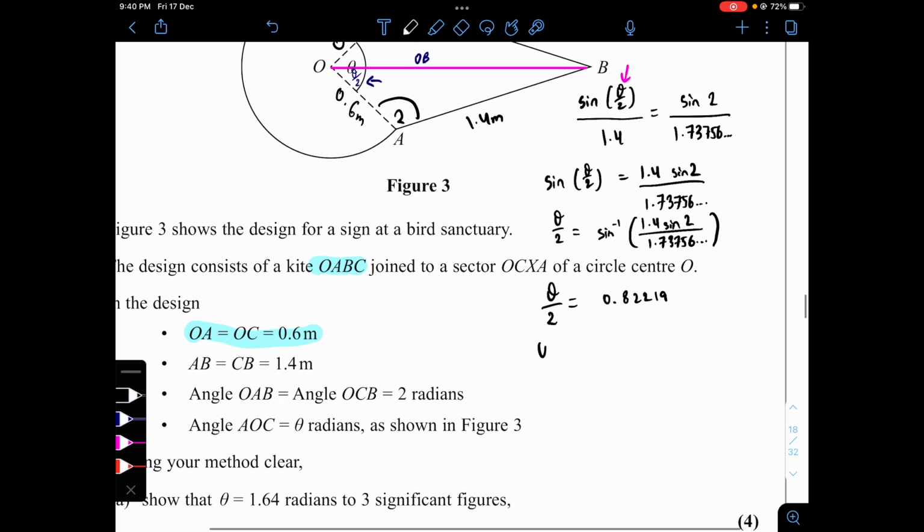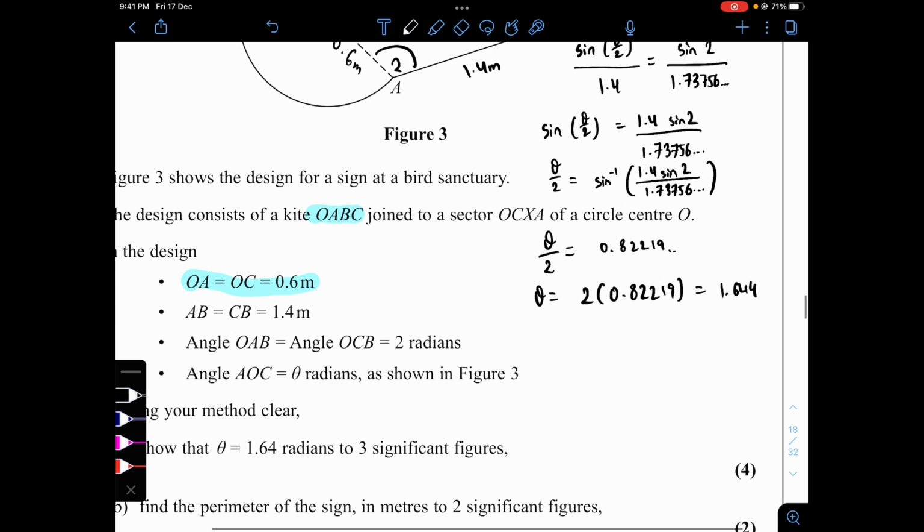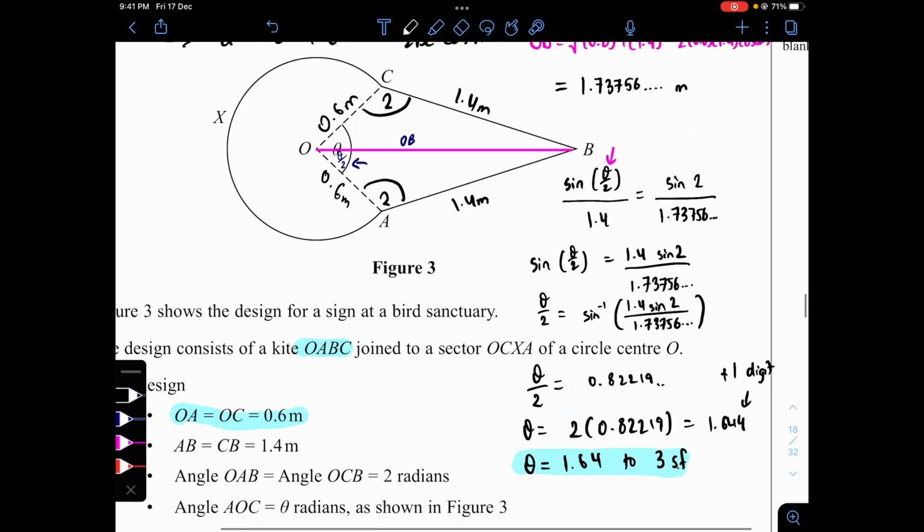So now we just do theta is 2 times this, so 2 times 0.82219. This gives us 1.644. So theta equals 1.6423 to 3 SF. So you always want to get one more digit, so you can round it off to 3 significant figures.